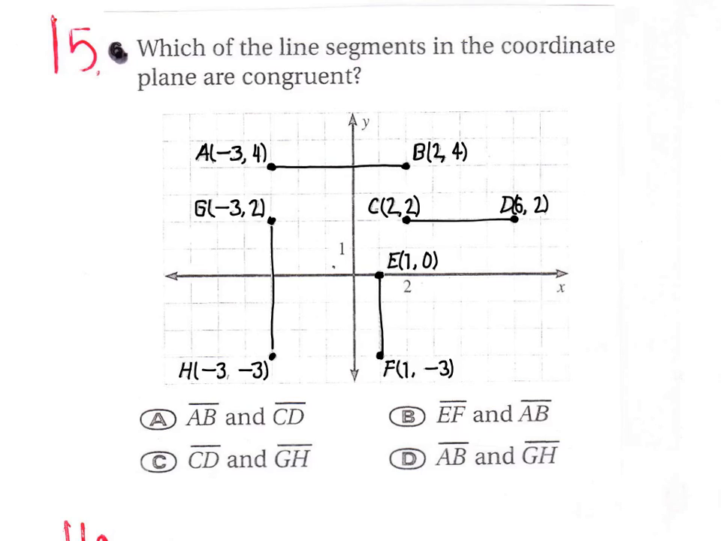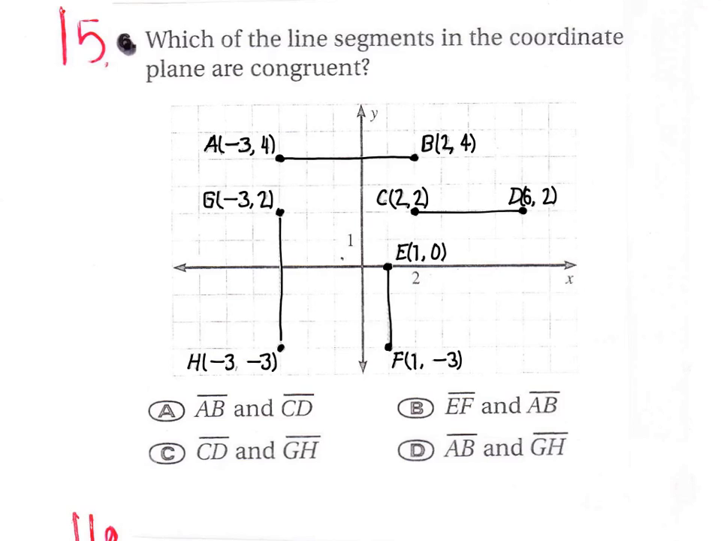Okay, number 15. Just asking which set of line segments in this coordinate grid are congruent to each other. Okay, so again, if it were me, I would just simply count, like 1, 2, 3, 4, 5. AB is 5 units long, okay? So you got 4 choices here, number 15. You've got segment AB and CD. Letter B is EF and AB. C is CD and GH. And D is AB and GH. So hit the pause and take your time, make sure you get them right.